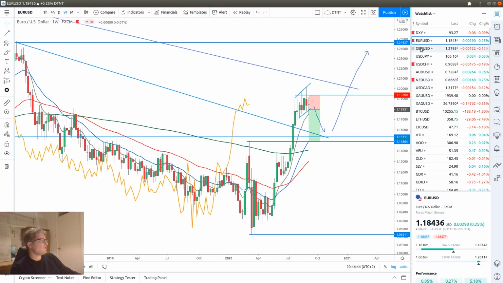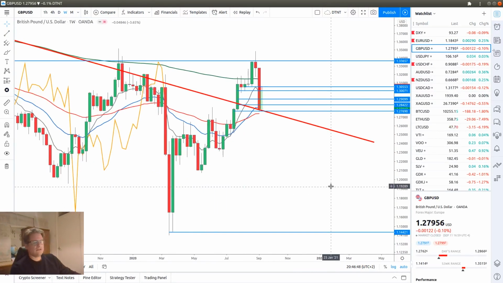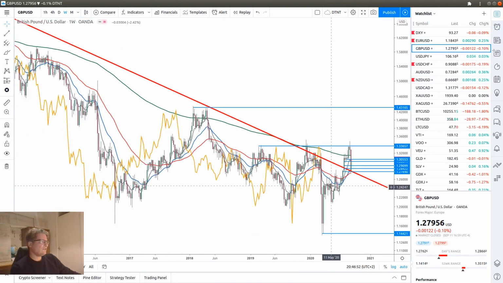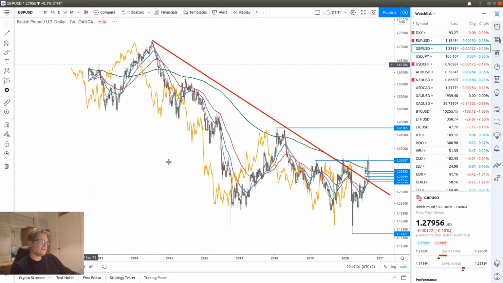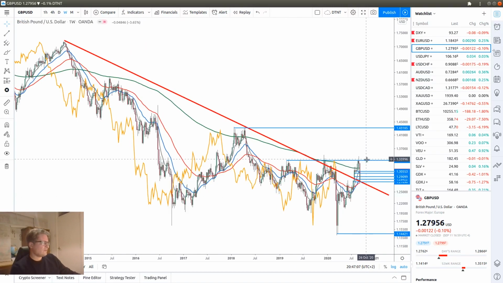So let's move on to the Great British Pound against the USD. I had a very nice trade on this. I was waiting for the pound to fall against the dollar back to this longer term trend line. If I zoom out, you can see there's this longer term downtrend, and we went up here into this area where we already had 1-2 bounces, and I saw this third bounce.